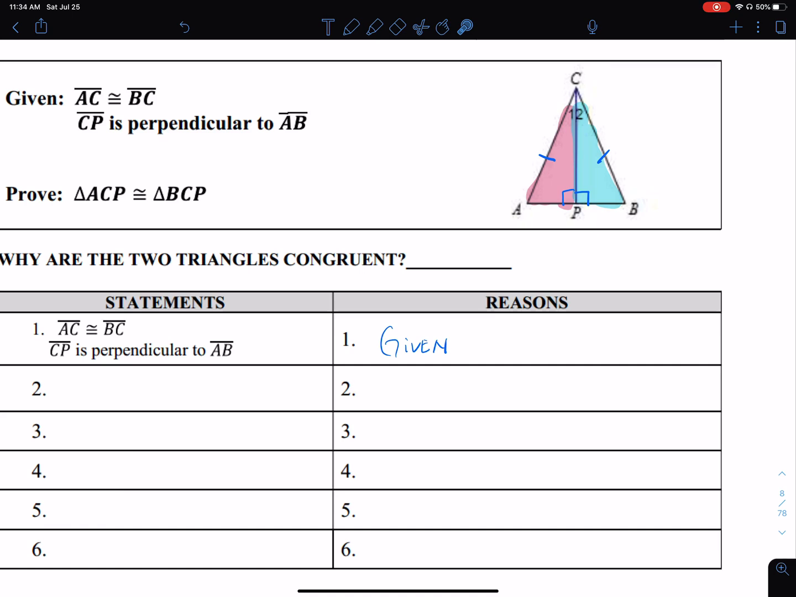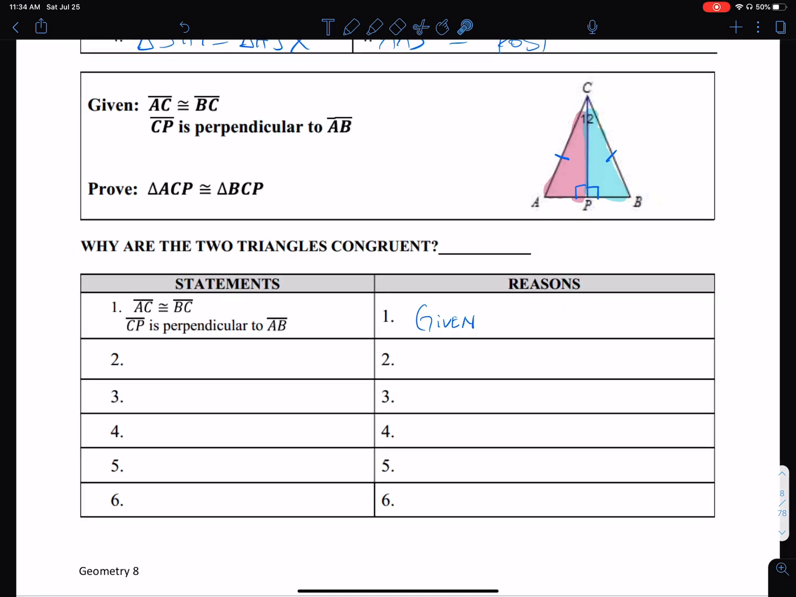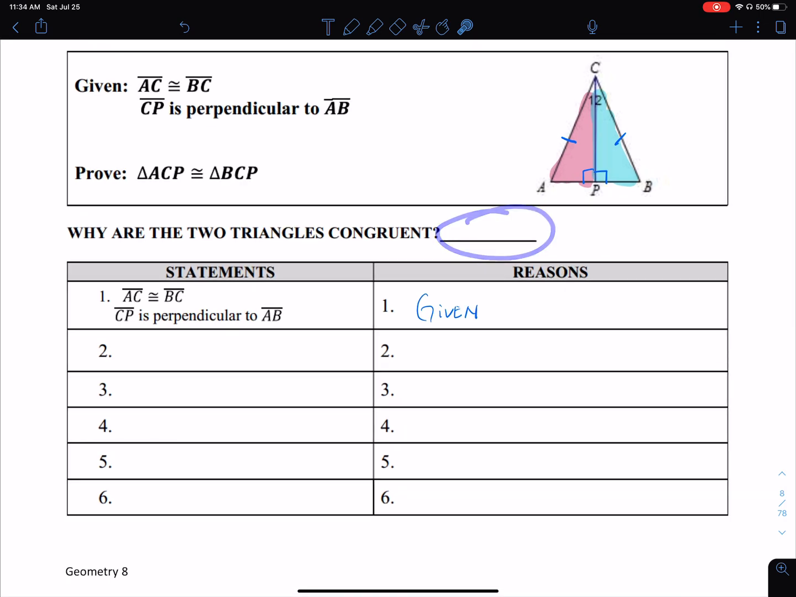I mean, you might be able to see, well, this is congruent to this. These angles are going to be congruent, and this is going to be congruent to itself. So you might say angle side side. Oh, but that's not one of our theorems. So maybe we don't know right away what this is. So let's see if we can figure this out.